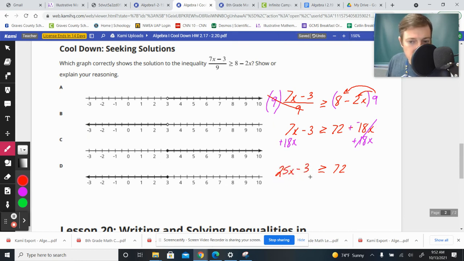We go through the rest of our process. We add 3 to both sides to get rid of the minus 3. And that's going to give us, let's add it to the other side as well, 75 when we add that to the 72. So we get 25 x's is greater than or equal to 75. And then we divide both sides by 25. And when we divide 75 by 25, we get 3, which makes sense because we should be getting 3. That's all of the solutions. That was known to us.